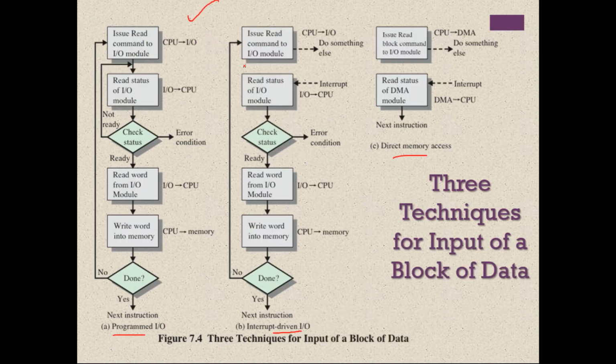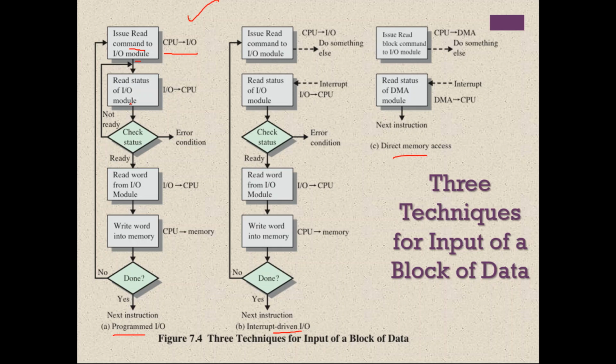So how it works is, initially the CPU is giving a command to the IO module. So CPU to IO, what is the command? It is issuing a read command to the IO module. This flowchart is used to perform a read operation from the IO device. The CPU is giving a read command to the IO module. Then the status of the IO module is checked.